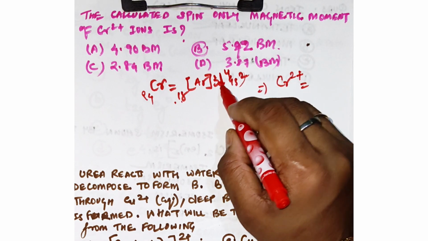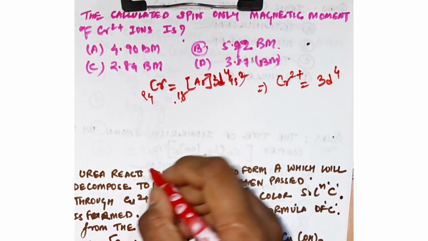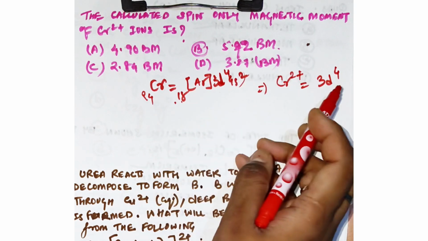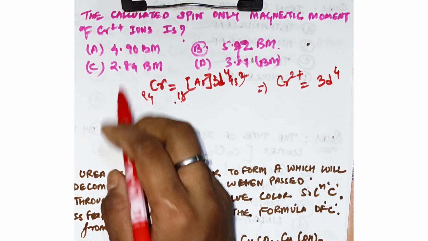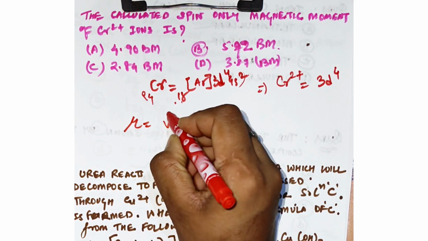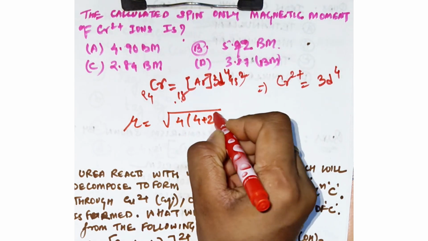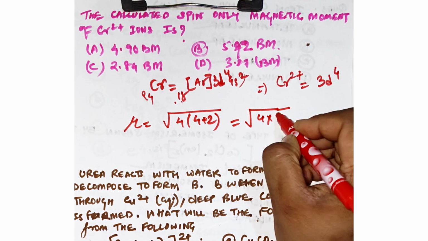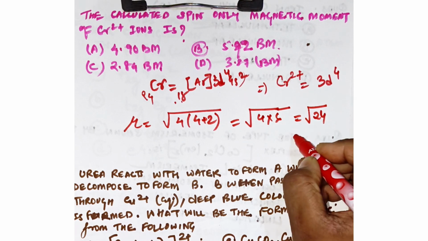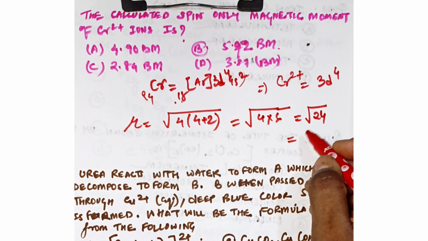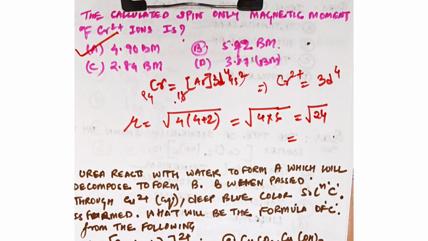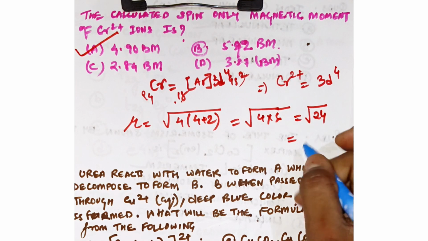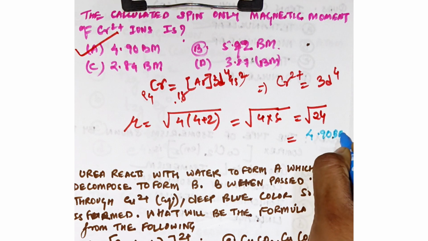The s orbital is gone, so how many are left? 3d4. So how many unpaired electrons does it have? That is 4 unpaired electrons. So the magnetic moment will be 4 into 4 plus 2, so that is 4 into 6, 4 sixes are 24, under root 24. You find the answer. Your answer will be A. Okay, that is 4.90 BM.